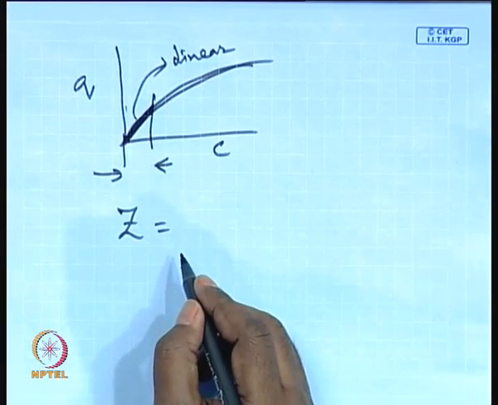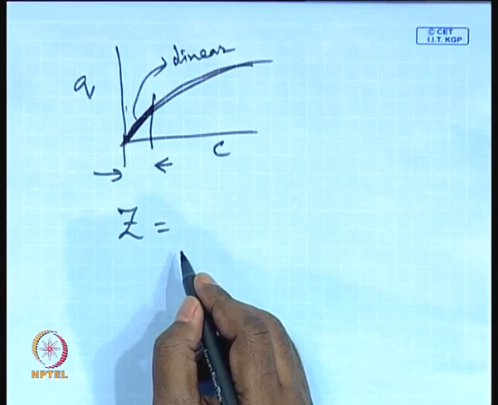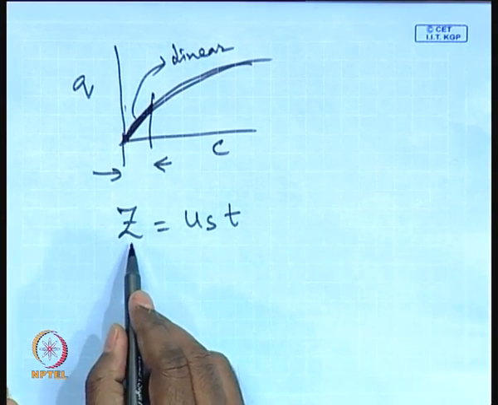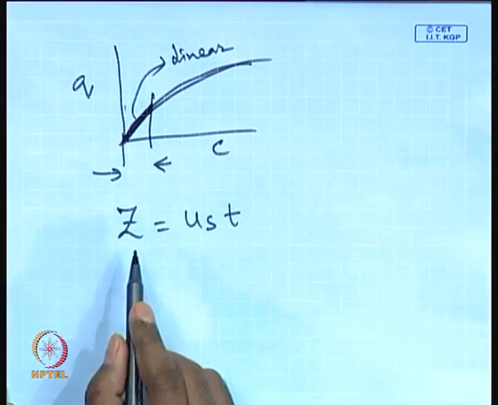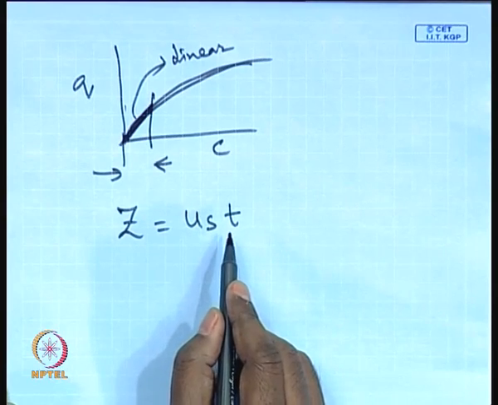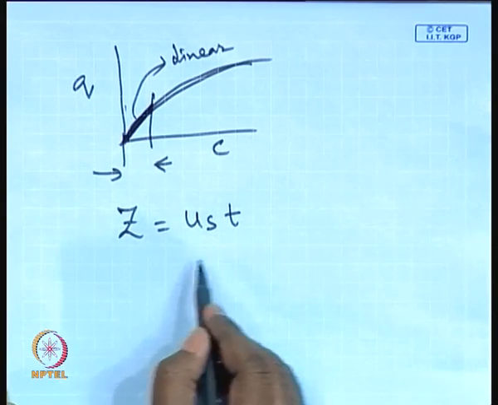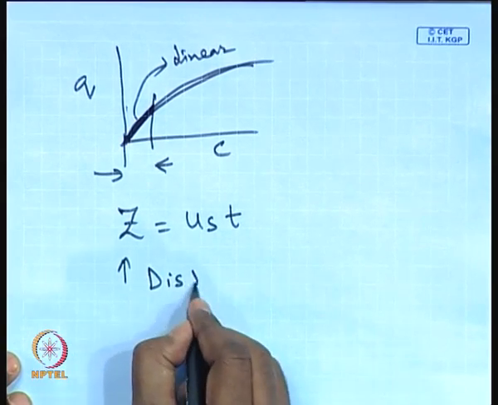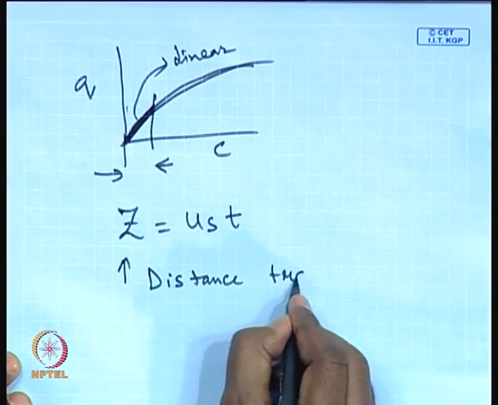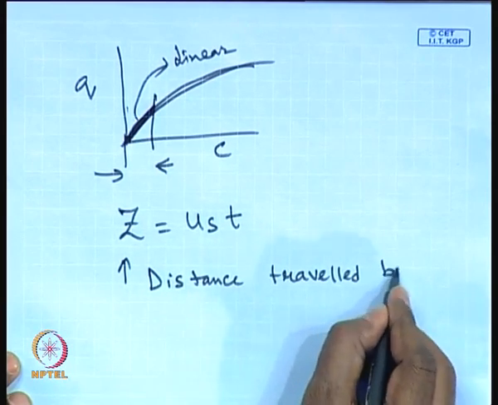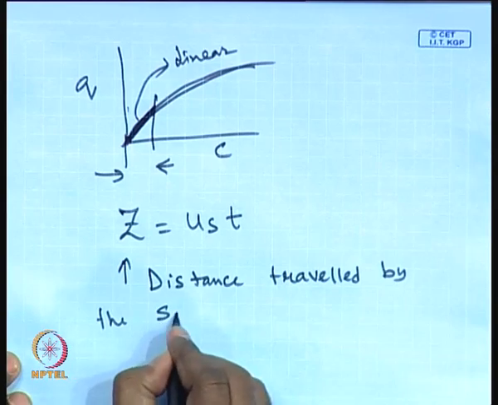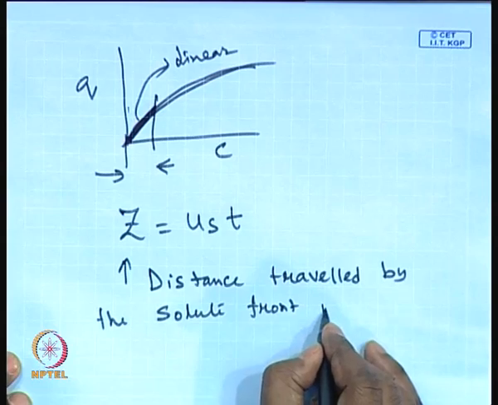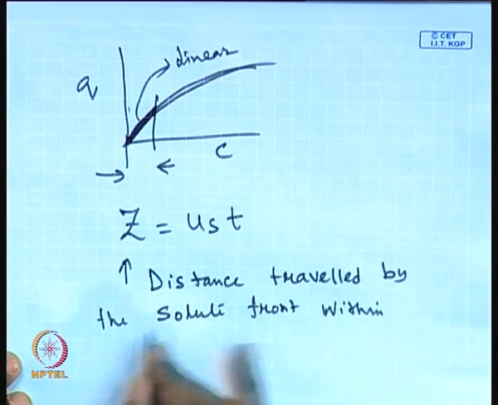So, what is Z? Z is the distance traveled along the column length. Z is nothing but Us times t. If you put the value of z as the total column length L, then t will be nothing but the retention time. So z is the distance traveled by the solute front within the chromatographic column.